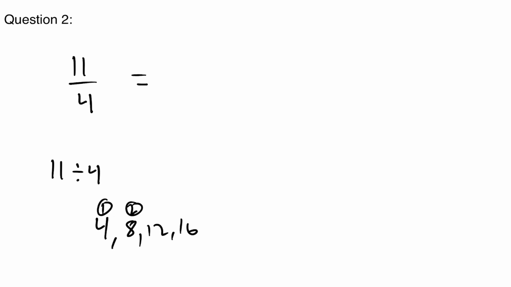So our whole number, once again, is going to be 2. And then 11 minus 8 is equal to 3. So our remainder is equal to 3. So 2 and 3 over 4.